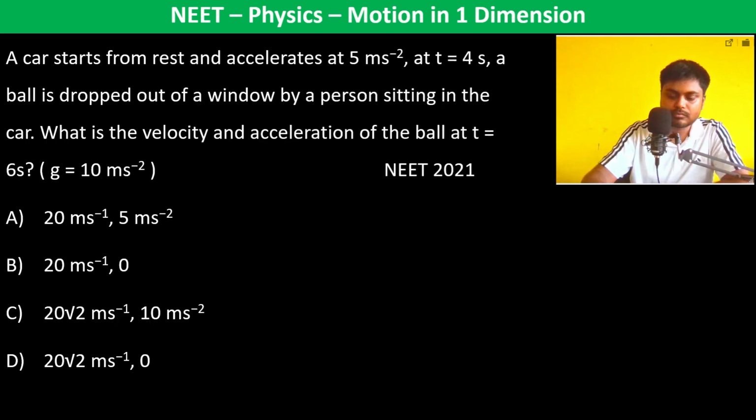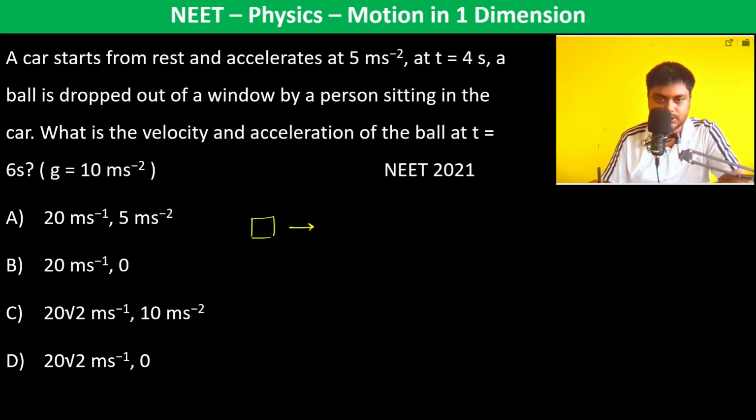Thank you. A car starts from rest and accelerates at 5 meter per second square. Okay, so this is acceleration as 5 meter per second square.